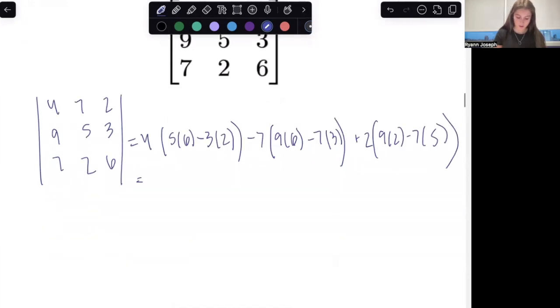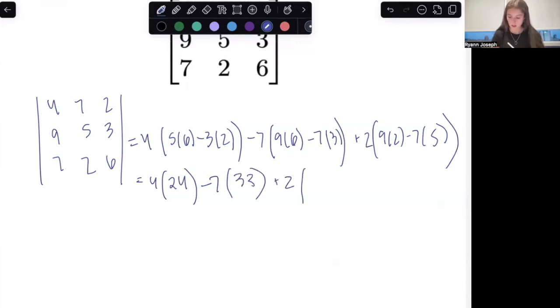Okay. So now we got 4 times, all right, here comes my algebraic mistakes. 30 minus 6 is 24. Right, so then 54 minus 21 is 33. Plus 2, 18 minus 35 is negative 17. And magically, that all becomes negative 169.